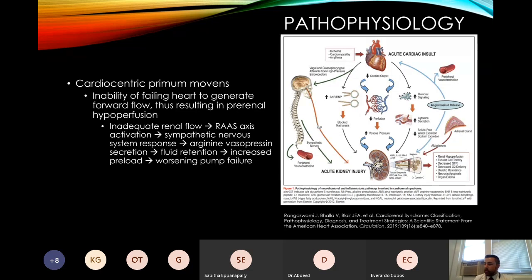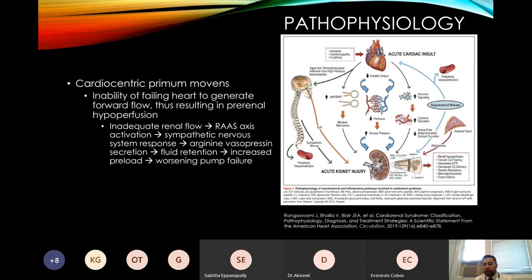This next slide really goes into the pathophysiology of cardiorenal syndrome, and we're going to give an example of the cardiocentric prima movens. It starts with the inability of the failing heart to generate a forward flow, and thus it results in pre-renal hypoperfusion. The mechanism is inadequate renal flow, which activates the RAS axis and the sympathetic nervous system response, which increases arginine vasopressin secretion, which leads to fluid retention and increased preload, which leads to worsening pump failure.